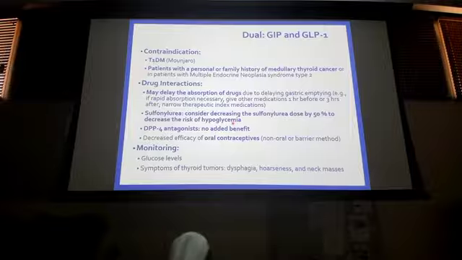If sulfonylurea is co-administered, again, we're going to drop the dose by 50% so we don't make them hypoglycemic and fall. Don't use it with a DPP-4 inhibitor, since there's no added benefit with the GLP. Interestingly, they can also decrease the efficacy of oral contraceptive agents. And again, just like with everything else, glucose levels are standard for monitoring, along with any indication of a thyroid tumor.